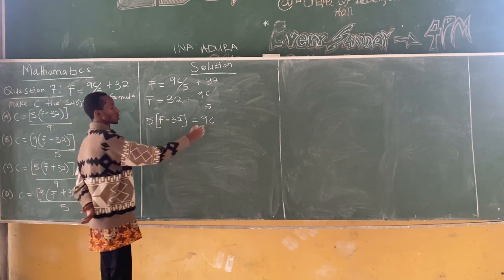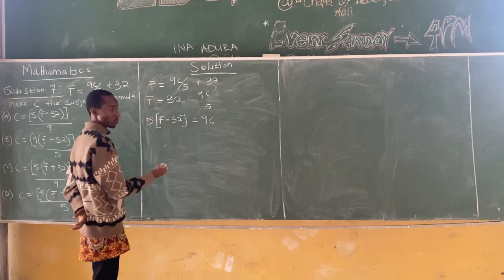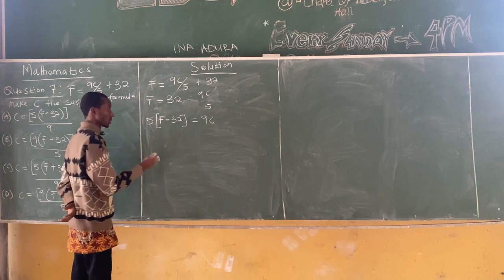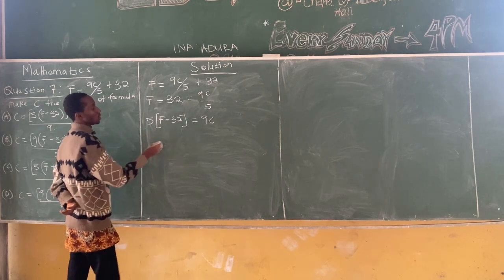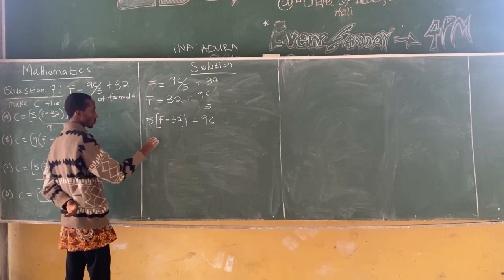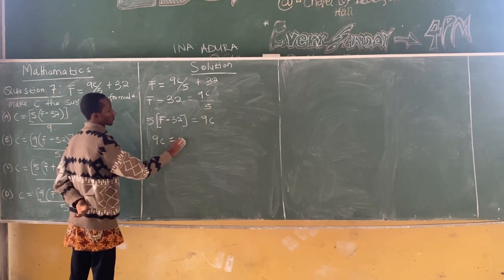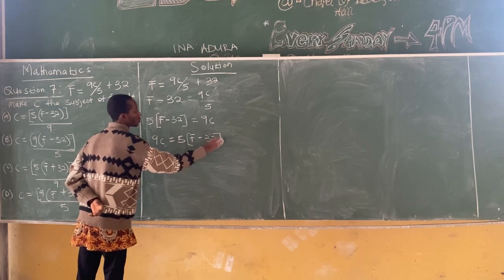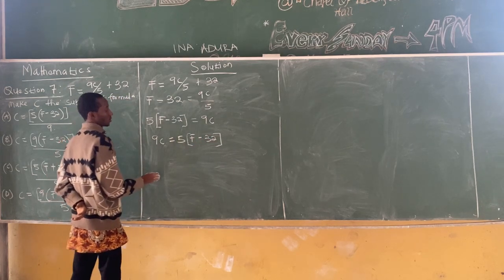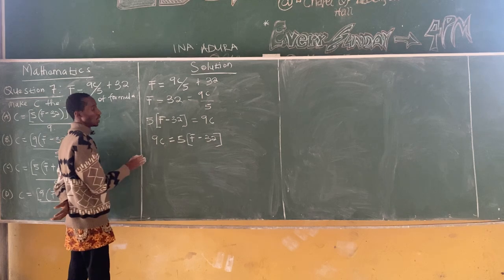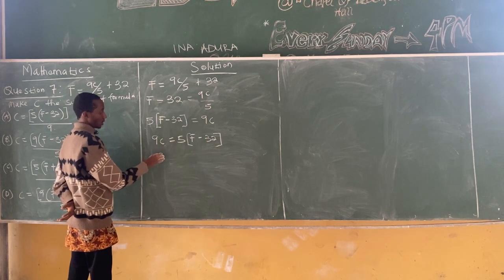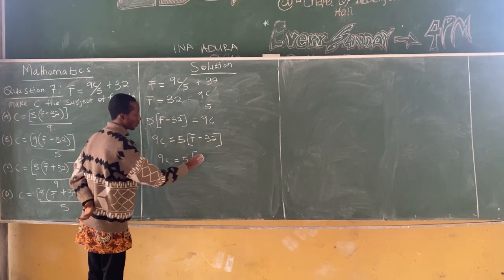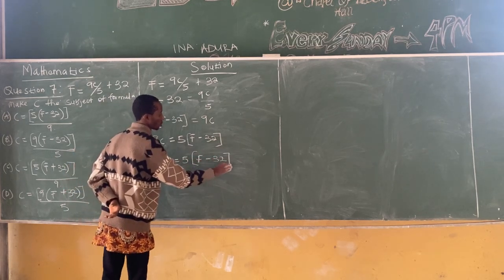We are looking for what? C. So for us to make C the subject of formula, we have to divide by the coefficient of C, which is 9. If we rearrange this equation the other way, this is the same thing as 9C is equal to 5 into F minus 32. When we divide by the coefficient of C here, which is 9, we have 9C equal to 5 into F minus 32.